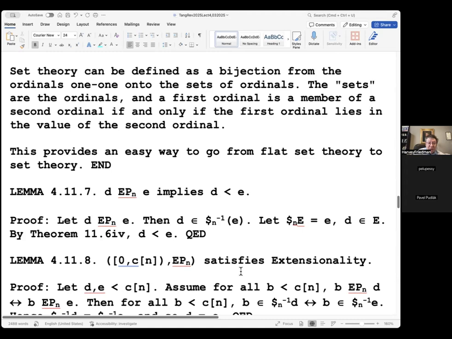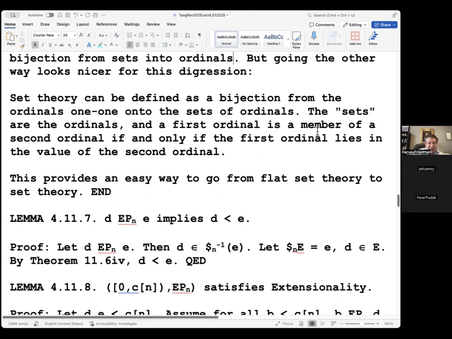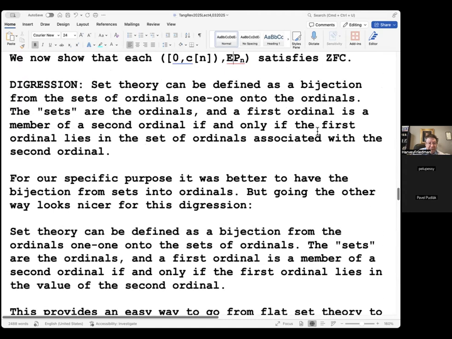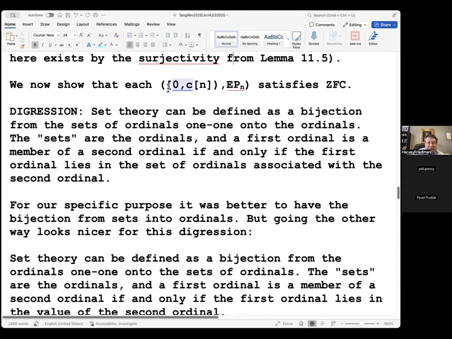All right, now we're going to go through. I'm not going to do all these details, but I'm going to go through why this is a model of ZFC. So what is the model of ZFC that I'm claiming? Once again, let's go back. This is the domain, and this is the relation. I'm saying that that's a model of ZFC.